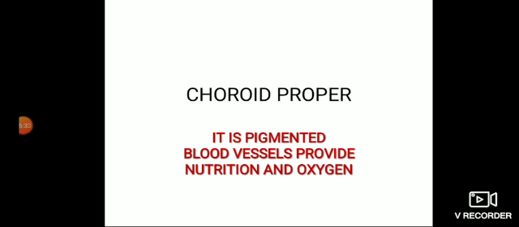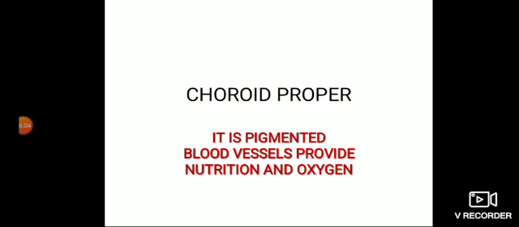The choroid proper is a vascular and pigmented layer, and the blood vessels of the choroid proper provide nutrition and oxygen to the retina. The retina is one of the layers of the eye. So what is the function of the choroid proper? To provide nutrition and oxygen.